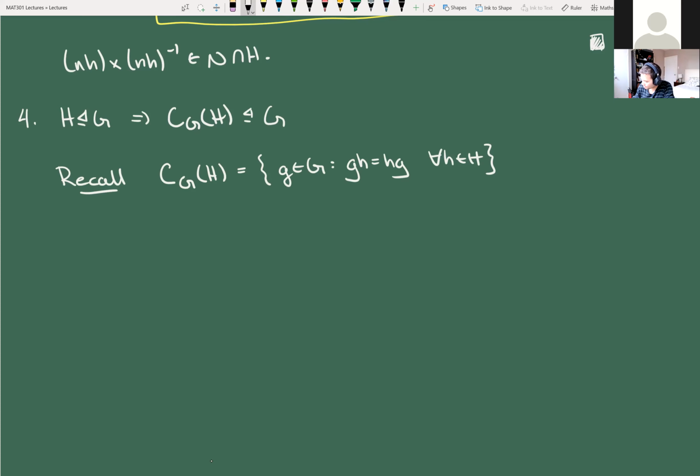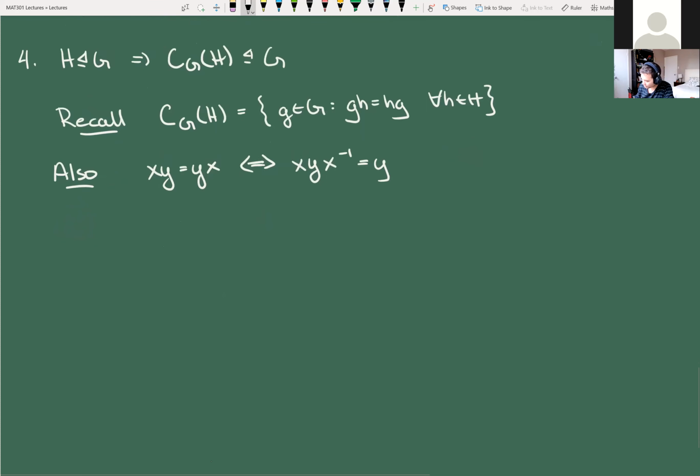Okay, and here's something we're going to use. You might be like, well, why are you talking about this now? It's just so that you'll understand what I'm doing when I do it. So xy is equal to yx, right? These two elements commute with each other if and only if x y x inverse is equal to y, right? Those are the same thing. So if you can prove that x y x inverse is equal to y, that's the same thing as saying xy is equal to yx. Okay, so I'm really going to leverage that fact.